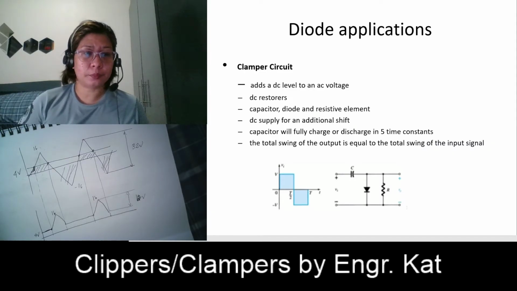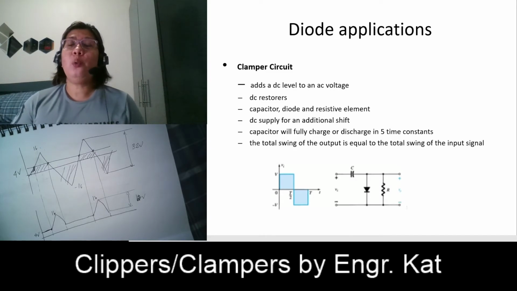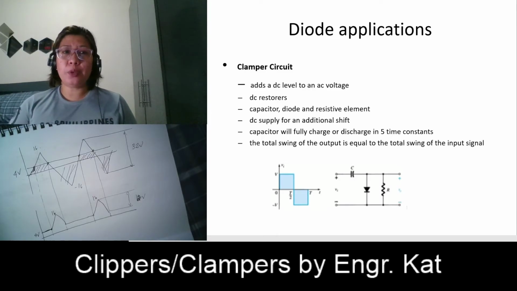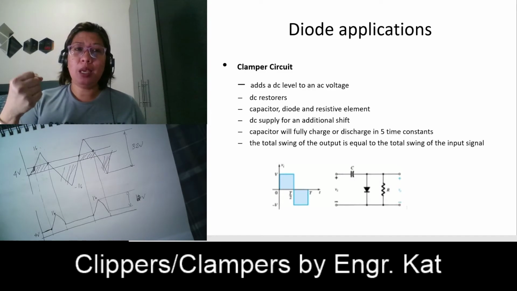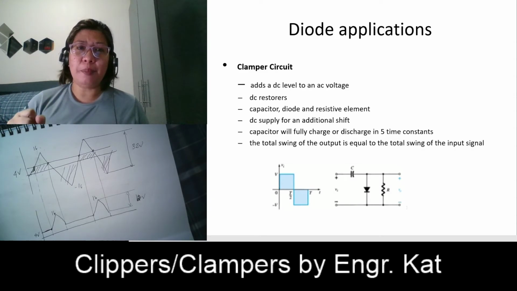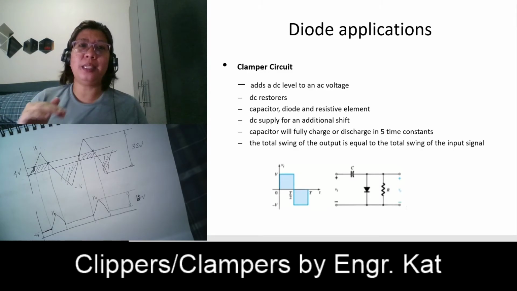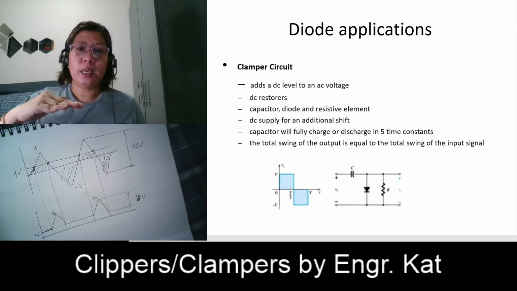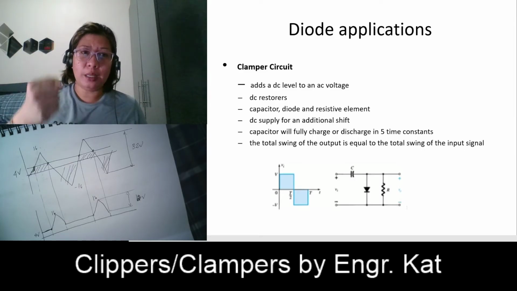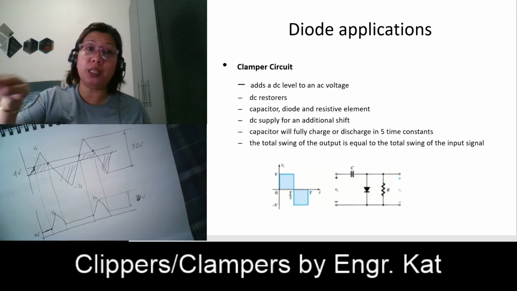The next application is a clamper circuit. What is the difference between a clipper and a clamper circuit? With a clamper, you will not be removing anything, because if we remove anything, that is already a clipper. What we do is just add a DC level to your AC voltage. You just put it upward or downward. You just change the DC level below or above your DC zero point.